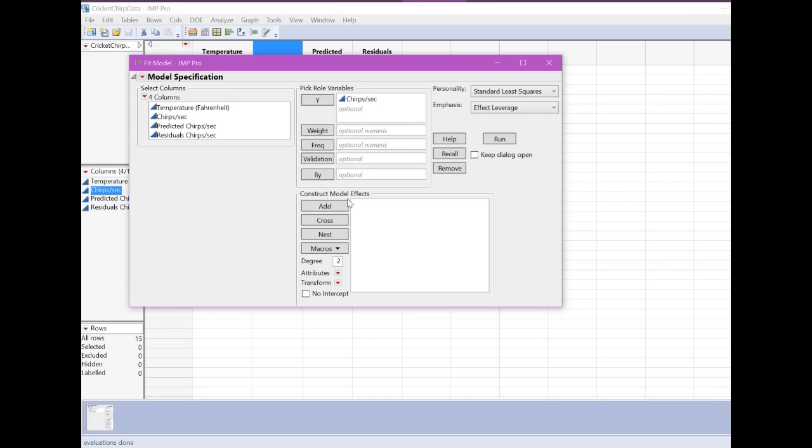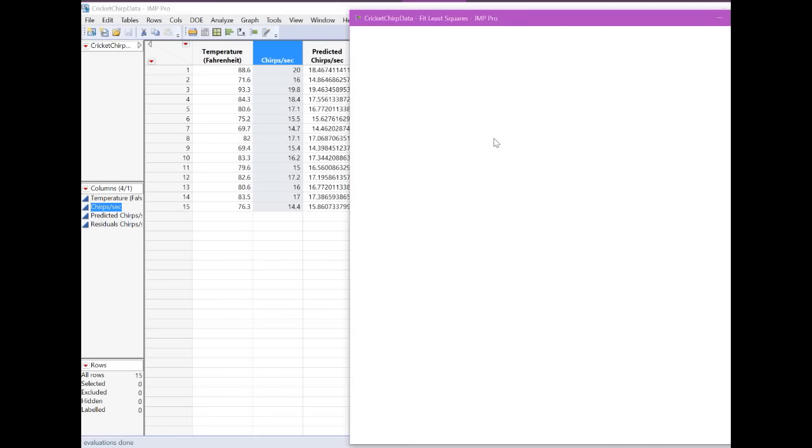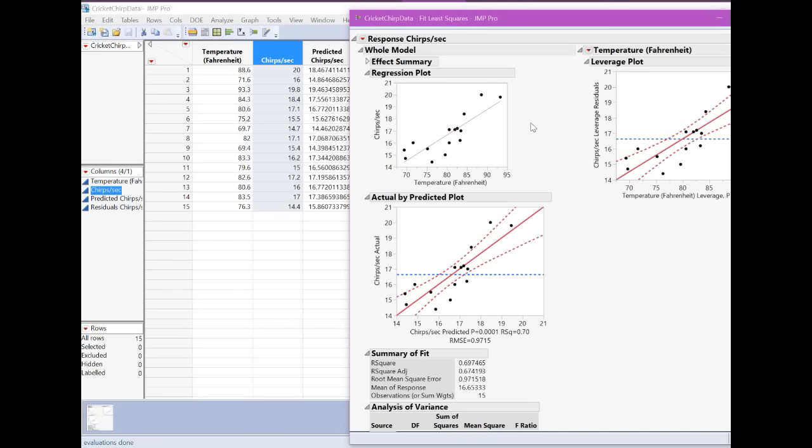And now we want to construct our model effects. And so this really just means, what is the effect, or what variable do we think has an effect on Y? And we think that temperature in degrees Fahrenheit has an effect on chirps per second. So this is really, what do we think are our predictor variables, or what are our X variables? So X variables go in the effects box, our response variables go in the Y box, and here we have one response and one predictor. Then we hit run, and we get more output than we really need.